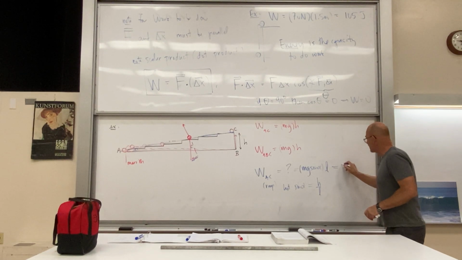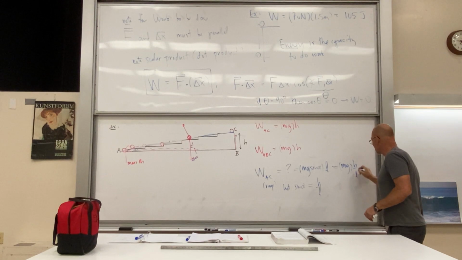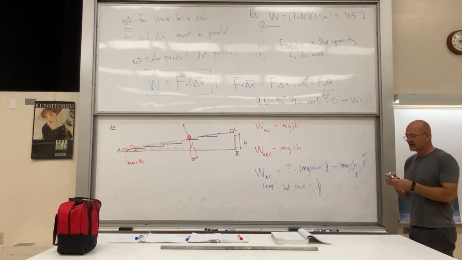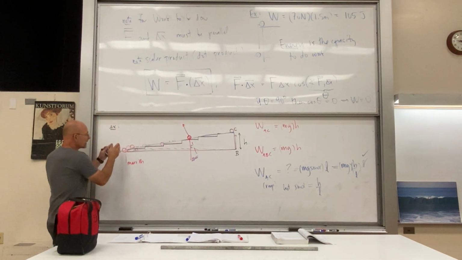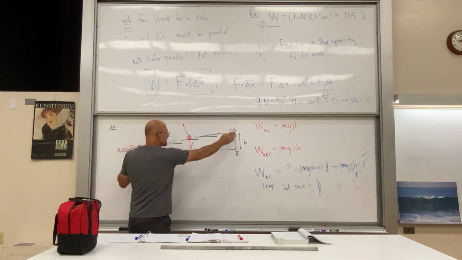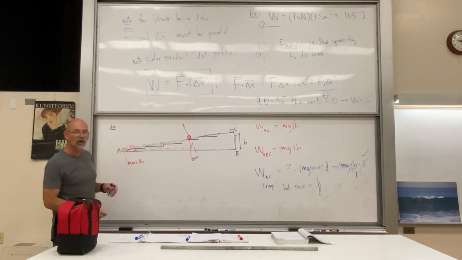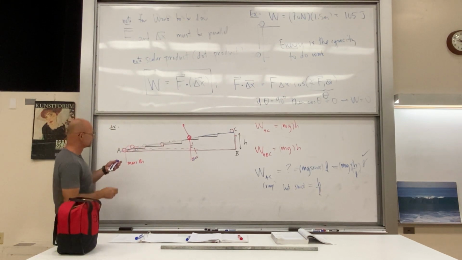So what do you know? mg h divided by L times L. The L's cancel, we get the same thing. So the important point here is you can get from A to C, from the bottom to the top, by different methods, and it's always the same amount of work.